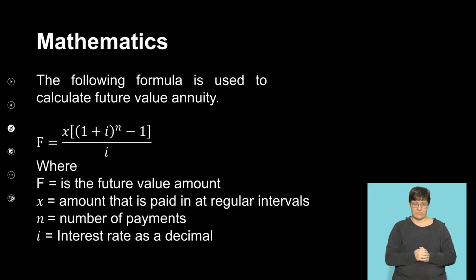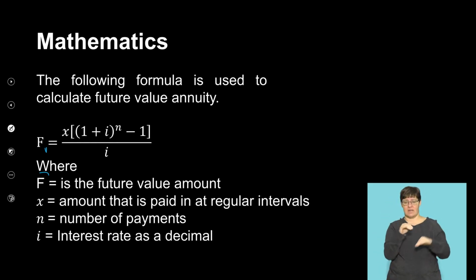This is the formula we use for the future value annuity, which we're going to use at a later stage when we start calculating. It's F. Some people prefer FV. It's really up to you. It means one and the same thing. F equals X, open a bracket, another bracket, (1 plus i) all to the exponent of n, minus 1, divided by i, where F is the future value amount, X is the amount that is paid in at regular intervals, n is the number of payments, and i is the interest.